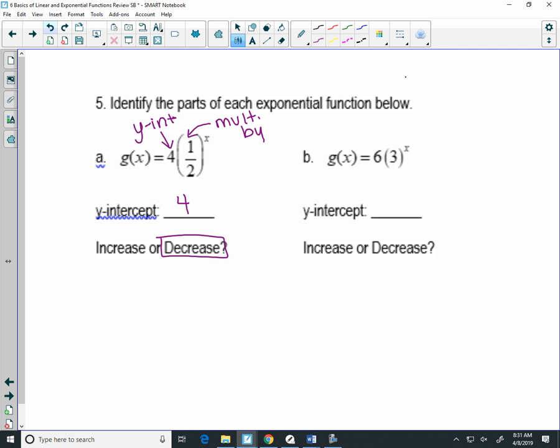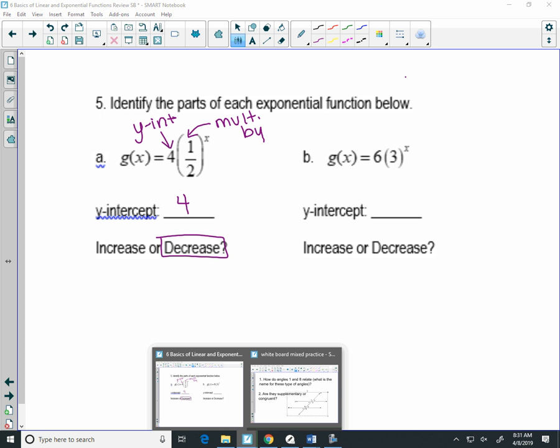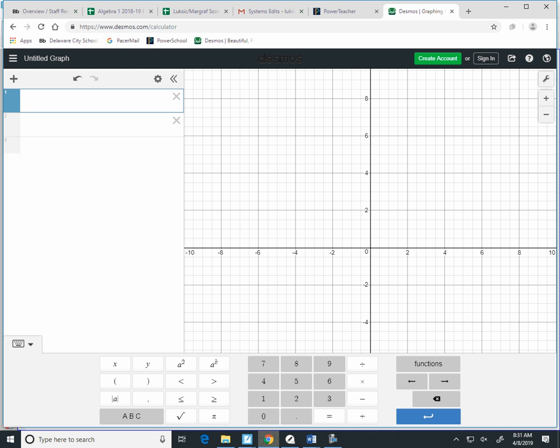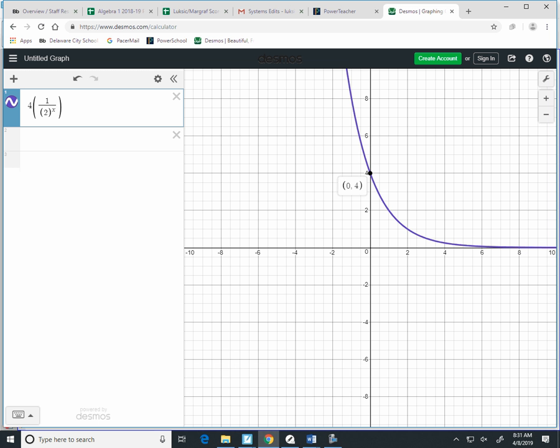The other way, if you don't remember, if you have a problem that is maybe as simple as that, and you don't remember, put it into Desmos. 4 times 1/2 to the x. And look at it from left to right. First, here's the y-intercept. Lovely, it's 4. Then it's going down from left to right, so that is a decrease. Okay, you don't have to have it memorized, you just have to be able to figure out the information there.